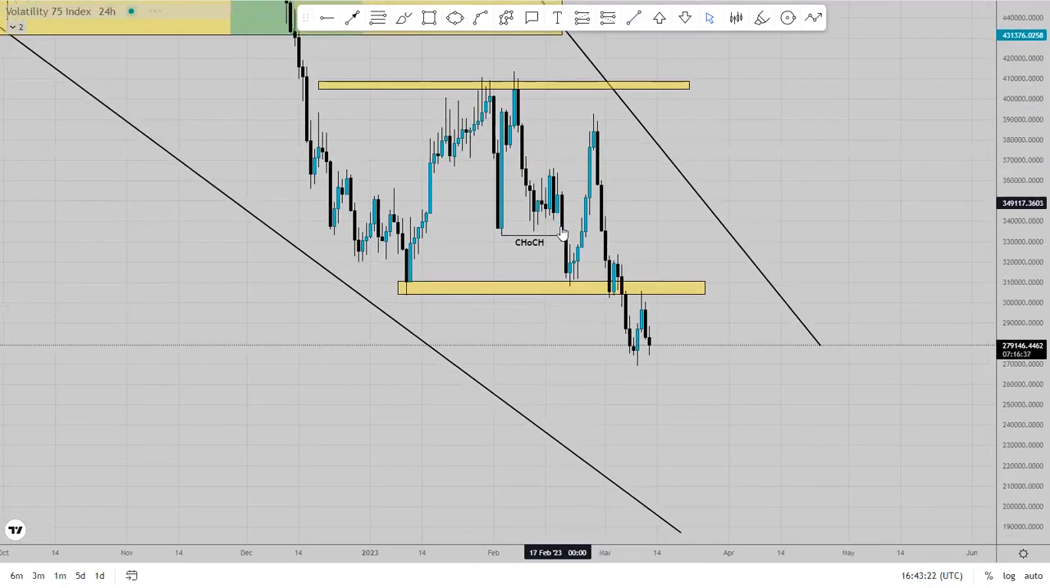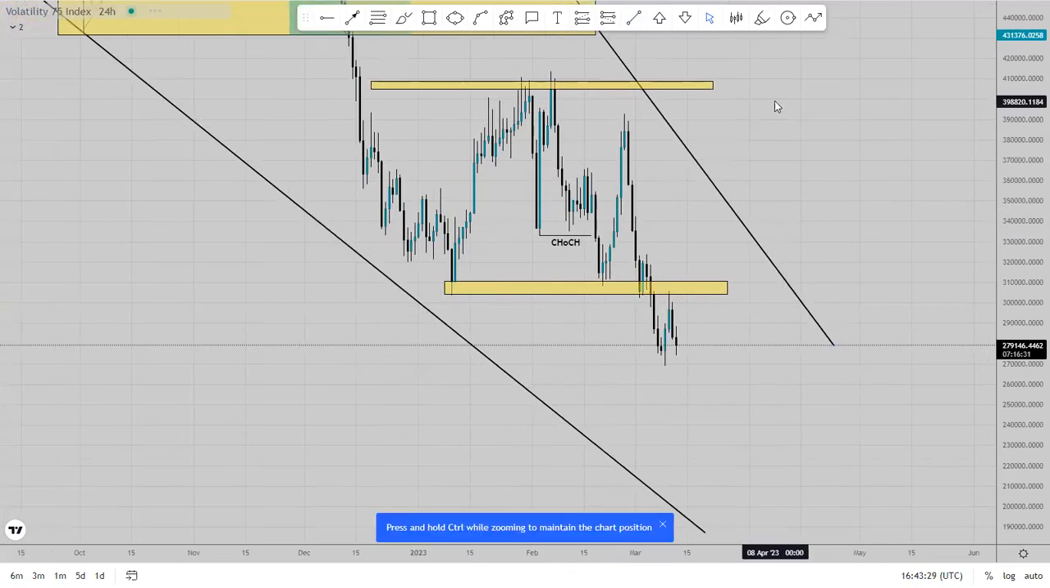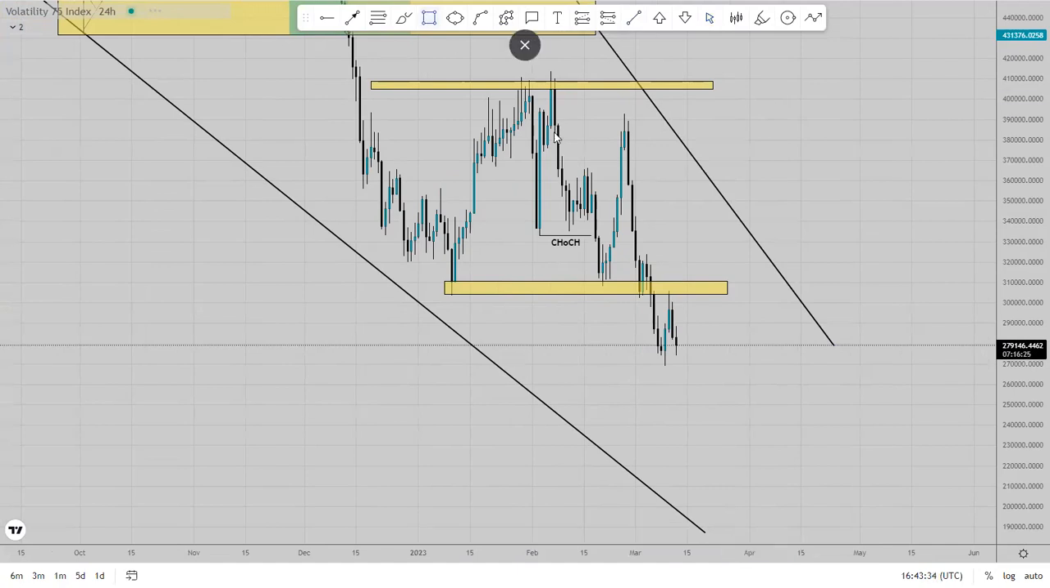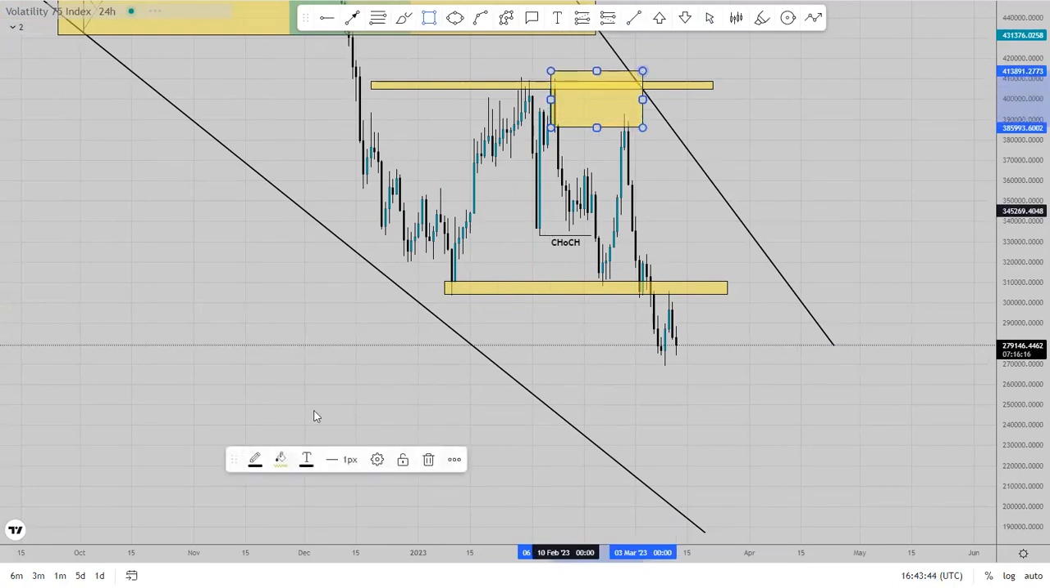So after a change of character like this, which was here, the market always gives us a pullback. The pullback either happens into a resistance, fair value gap, or an order block. Any of those three, the market gives us a pullback. So when it comes to pullbacks, we can also use our Fibonacci retracement to identify that.